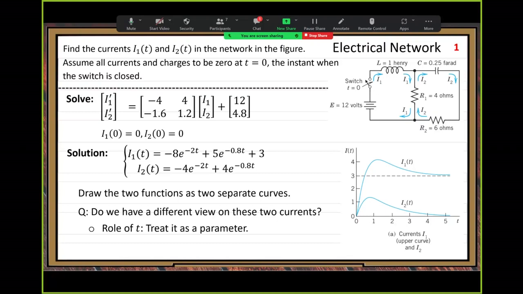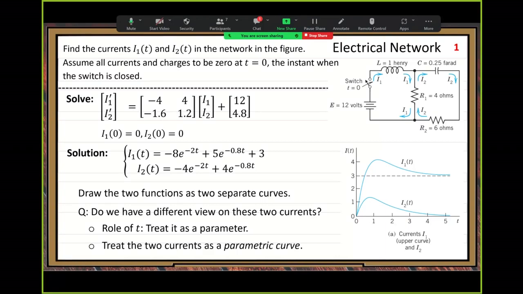We treat t as a parameter, an underlying parameter. Here it's visible, we can see t. Then we make it an underlying parameter, hidden, so you cannot see t. We just want to see the relationship between I1 and I2 directly. How do we view it in that way?